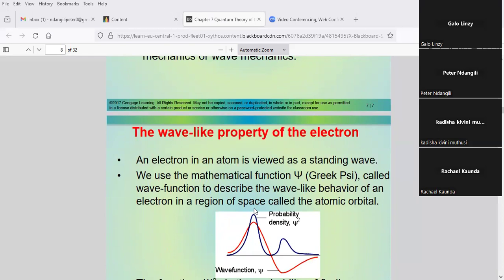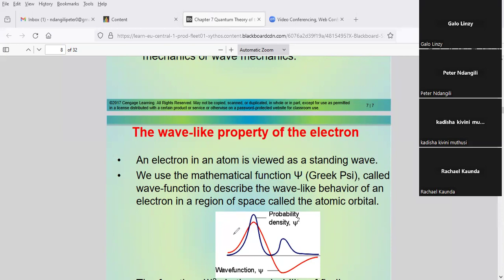So here we are looking at it as a wave. And for us to be able to describe where we can find that particular electron, we use a mathematical function psi, which we are showing here. That is how we pronounce it, psi, which we call a wave function, to describe the wave-like behavior of an electron in a given region of space, which we call the atomic orbital.